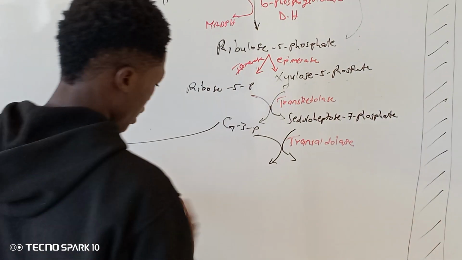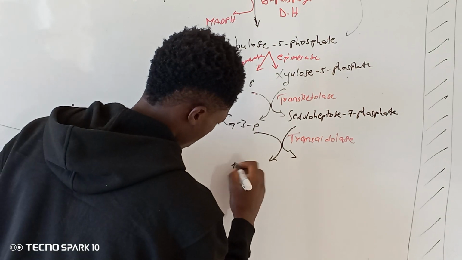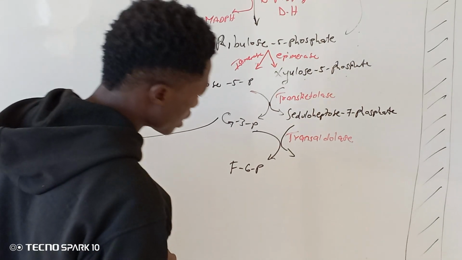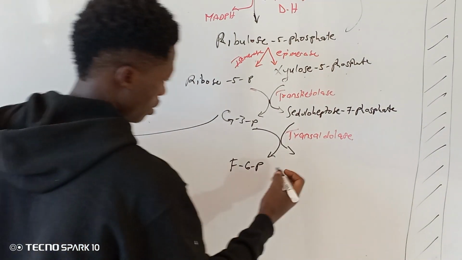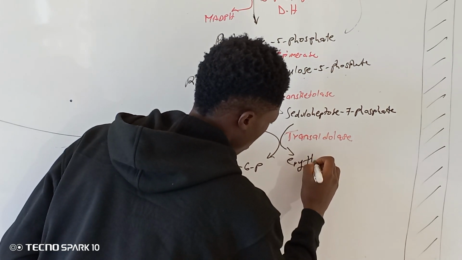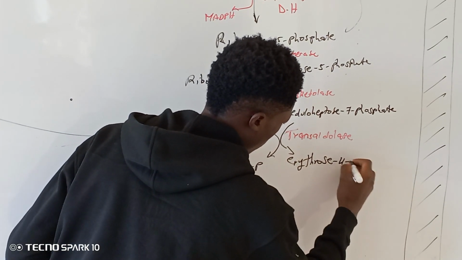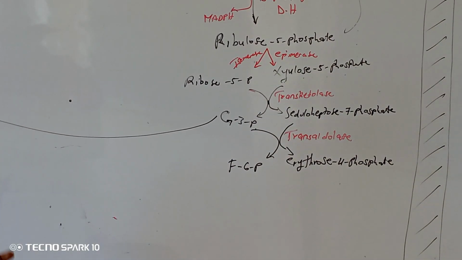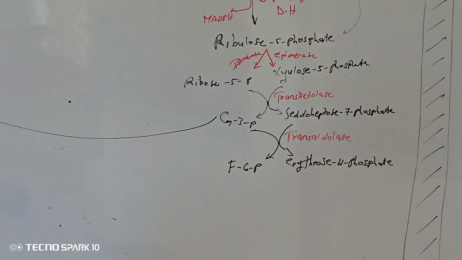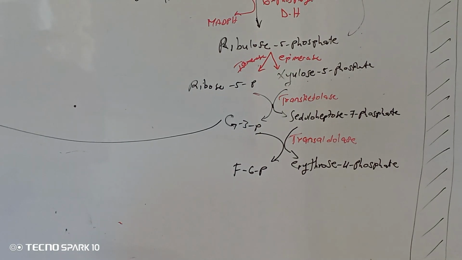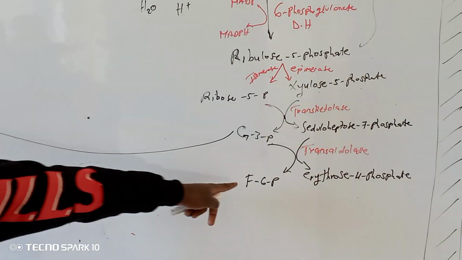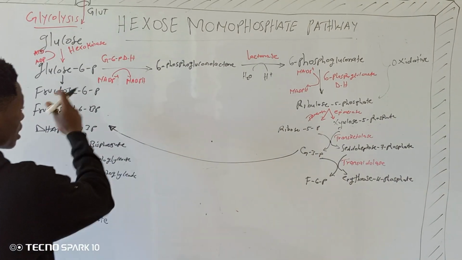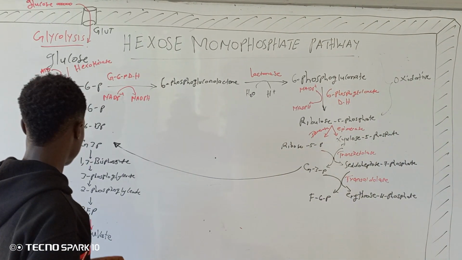When it gives it to glyceraldehyde 3-phosphate, it's going to be converted to fructose 6-phosphate. But how many carbons does the other one have now? It has 4. So it's going to be called erythrose 4-phosphate. Now let's proceed. This was inside the cytoplasm, and this fructose 6-phosphate can also come to glycolysis and continue the glycolytic pathway.